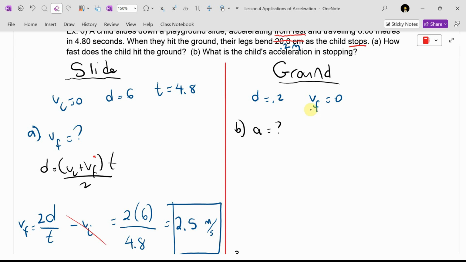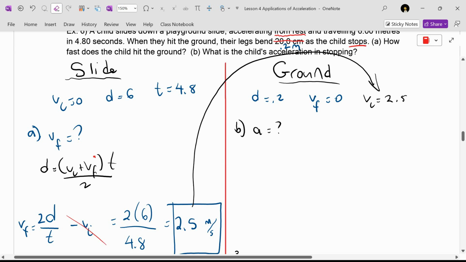VI, when I start to stop, must be VF at the bottom of the slide. The initial velocity that I hit the ground at was the final velocity at the bottom of the slide. I have to use this value and walk it over there. Well done. Let me get you your candy. I'm impressed. Most of the time I have to give way more cues. Now I know 3 things. I can find a fourth.